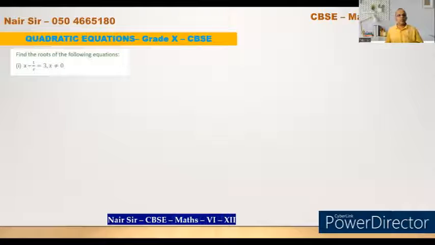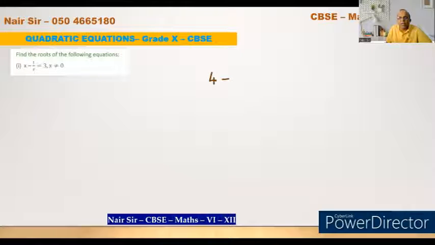Okay. Now we'll look at question number 3, exercise 4.3. Find the root of the following equation: x minus 1 upon x is equal to 3. Before I do this, I want to tell you something you may already know. It is not very difficult, but I will just tell you what it is.